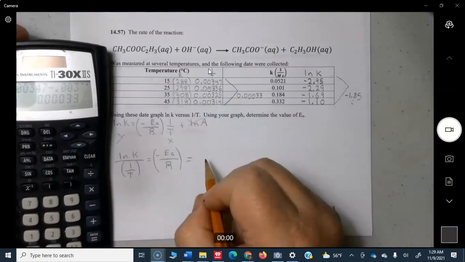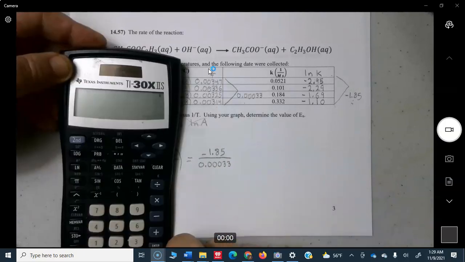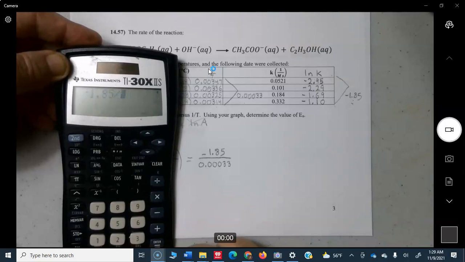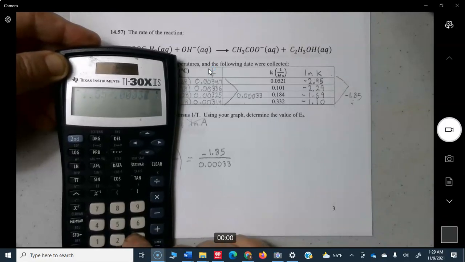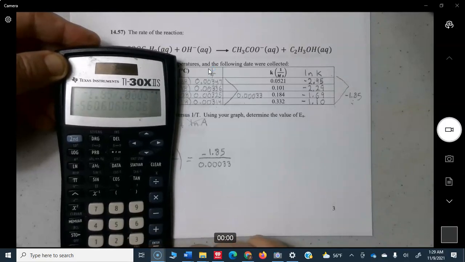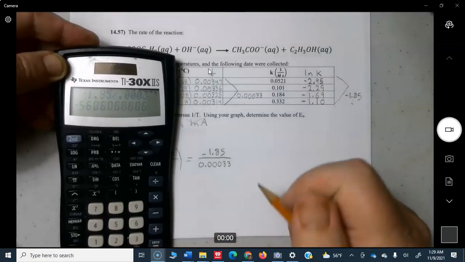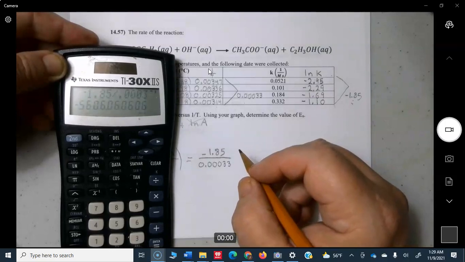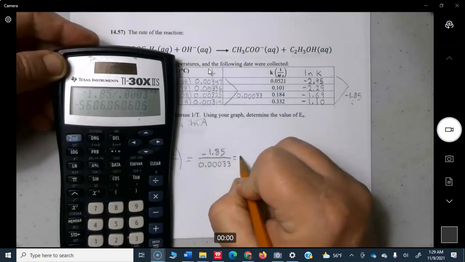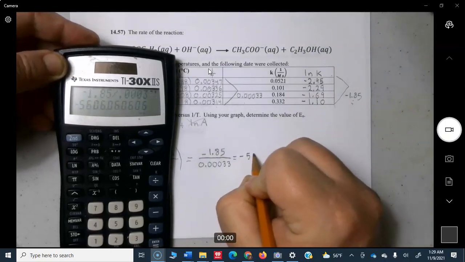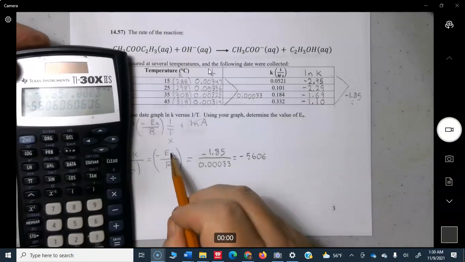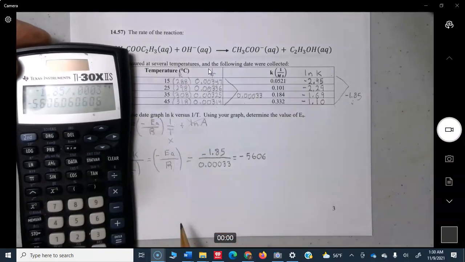So what we get is this. And I'll go ahead and do that. Negative 1.85 divided by that, and that gives us negative 5.61, or negative 5,606. I'm not going to do scientific notation here. It'd probably be a good idea. Not worried about units of measure. It's simply going to equal this.